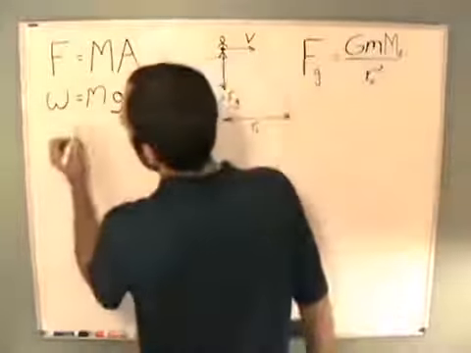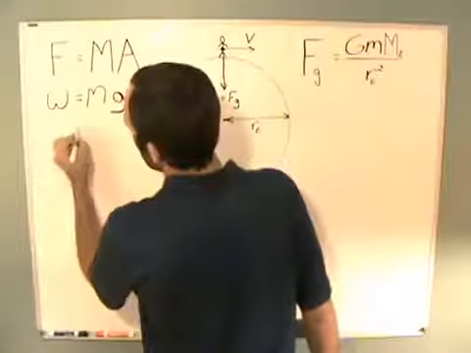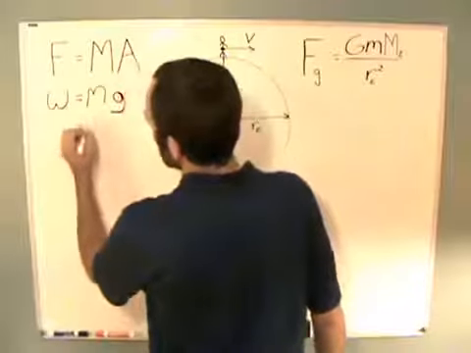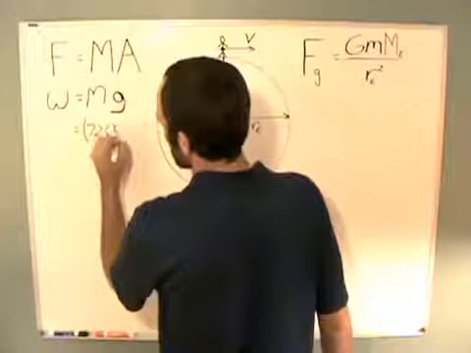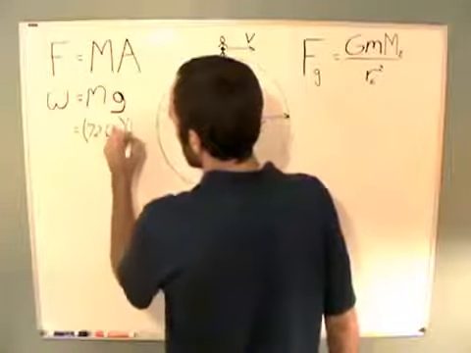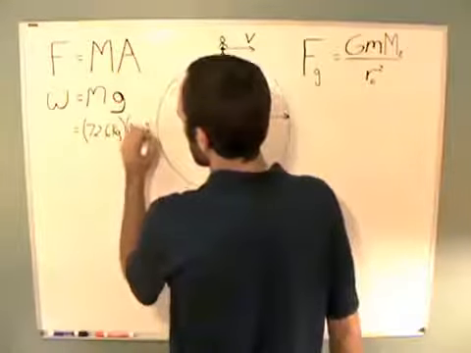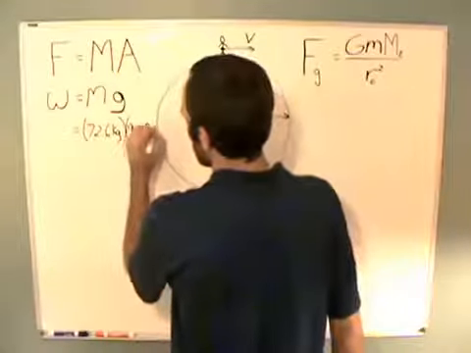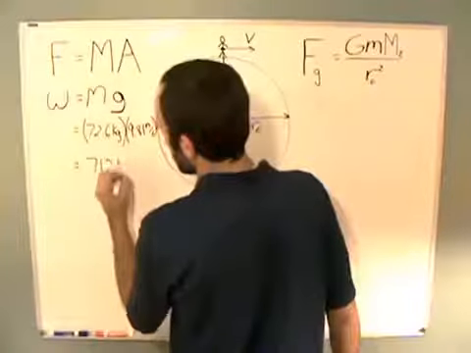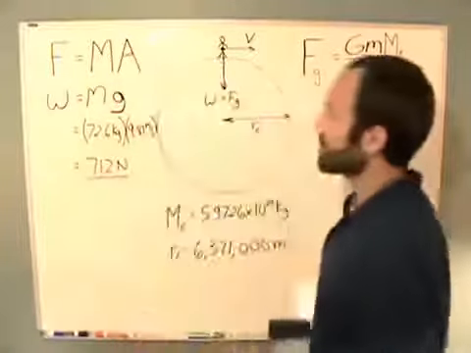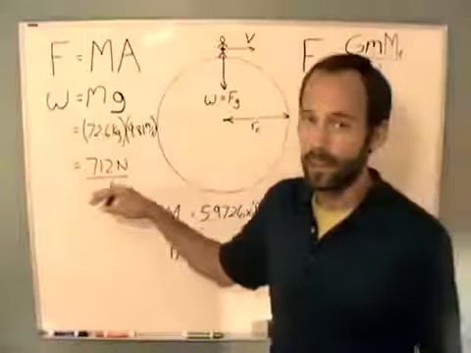So my weight in the metric system would be 72.6 kilograms times 9.81 meters per second squared, which equals roughly 712 newtons. That's my weight in metric units.